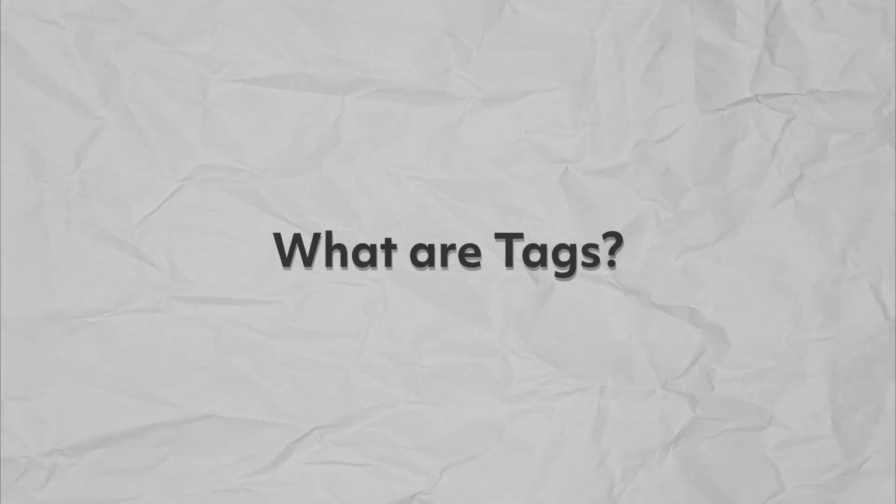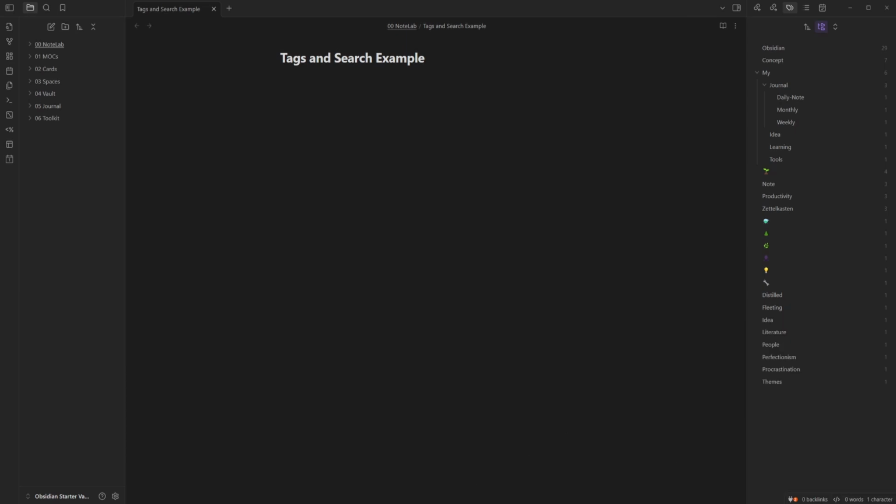What are tags? Tags are keywords or topics that assist you to quickly find notes in your vault. To create a tag, enter the hash symbol in the editor, followed by a keyword of your choice. An example would be hashtag Obsidian. We'll quickly go over Obsidian properties, which are also known as YAML. YAML stands for YAML Ain't Markup Language.